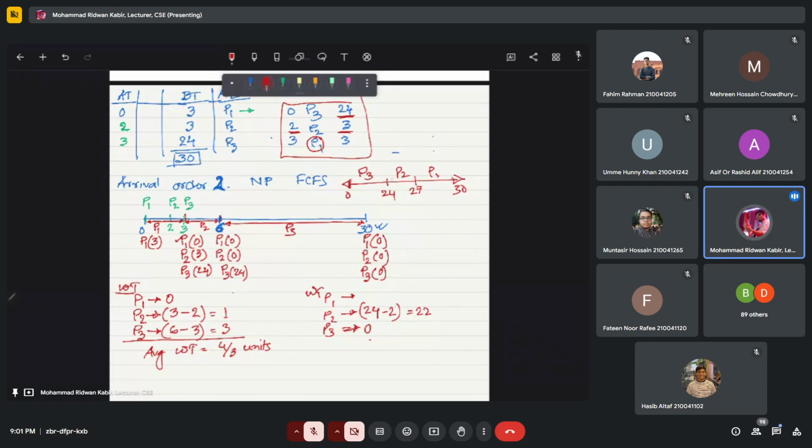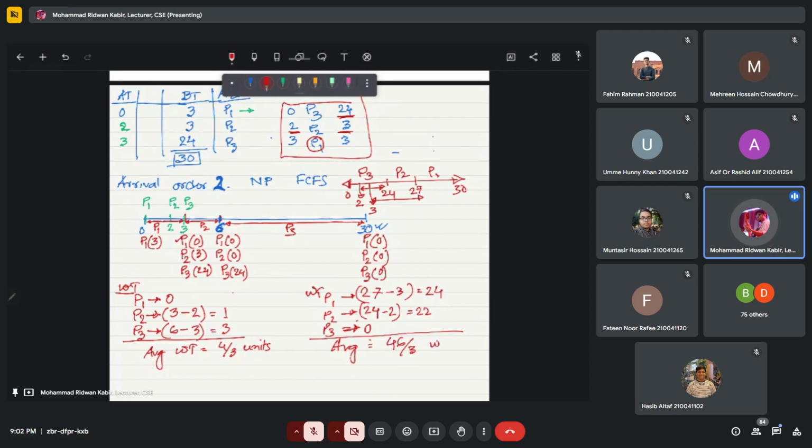Based on this, P3 gets the CPU at the very first, so P3's waiting time is 0. P2, who arrived at 2, gets the CPU at 24, so the difference would be 24 minus 2, which is 22. And P1, who arrived at 3, gets the CPU at 27. So the waiting time for P1 would be 27 minus 3, which equals 24. Now if you sum these, the average waiting time would be 46 by 3. Why 3? Because we have 3 processes.